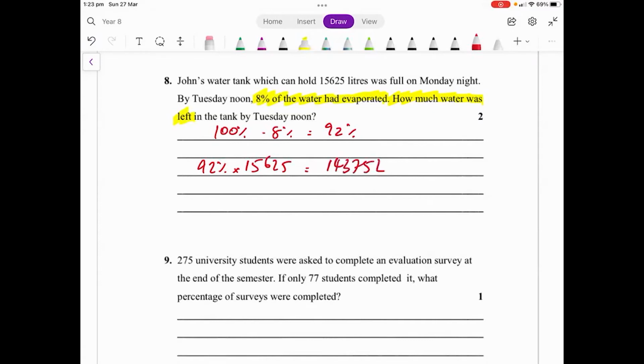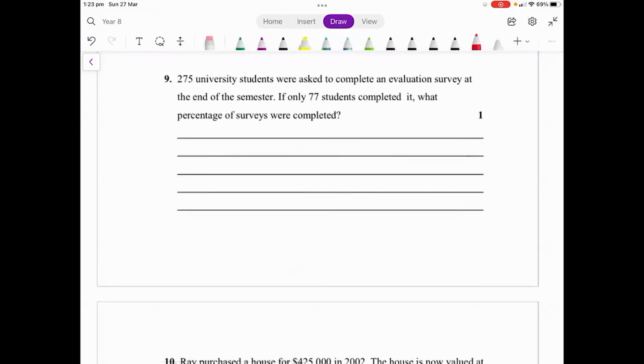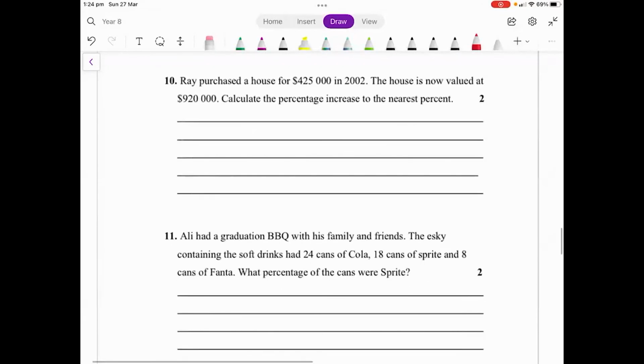Question 9 says 77 students out of 275 students managed to complete a survey. So we write that as a fraction, 77 over 275. But that's a fraction, so we need to convert it to a percentage, multiply by 100, and you get your answer, 28%.